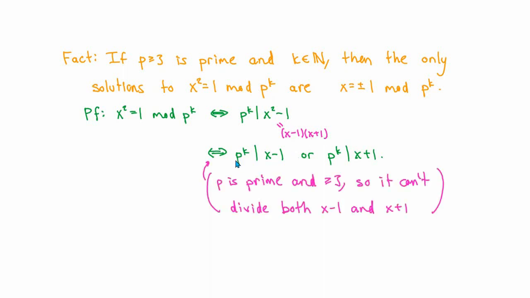Now the justification for this last step uses the fact that p is a prime bigger than or equal to 3, so it doesn't work when p is 2. But if p is a prime bigger than or equal to 3, then it can't divide both of the numbers x minus 1 and x plus 1, since the difference between those two numbers is only 2. Therefore, if p to the k divides x squared minus 1, then p to the k has to divide either x minus 1 or x plus 1. And that's exactly the same as saying that x has to be 1 or negative 1 modulo p to the k. Therefore, that proves this fact that for odd prime powers, the only solutions to the equation x squared equals 1 mod p to the k are plus and minus 1 modulo p to the k.